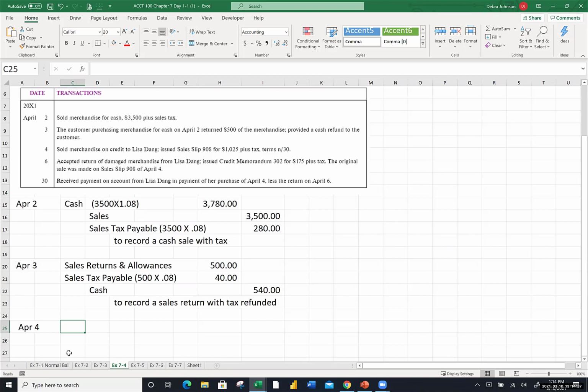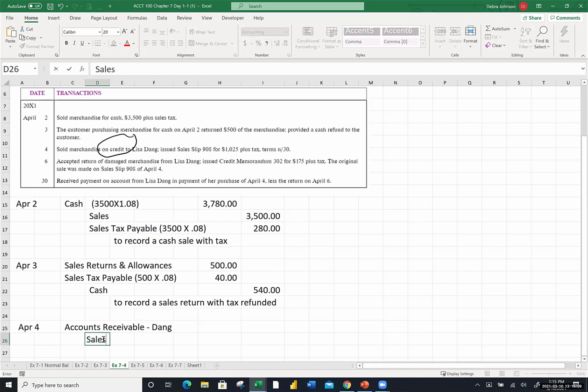You're welcome. All right, then on the 4th, sold merchandise on credit. So there's a keyword. We know what that means. That means on account. So what's going to change is we're not going to use a debit of cash anymore. We're going to use a debit of accounts receivable. And to get us into the habit of writing down the last name of the person because of that subsidiary situation that I'm going to teach you about next time, let's go ahead and write Dang. Her last name is Dang down.